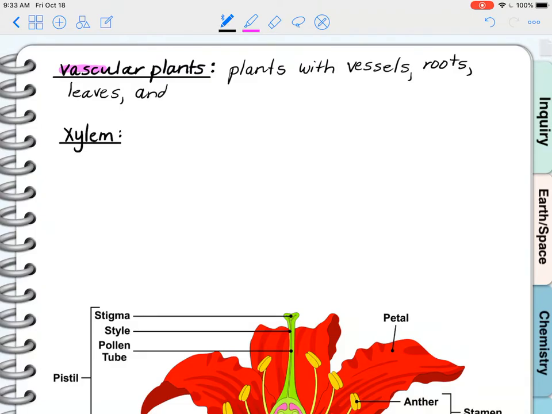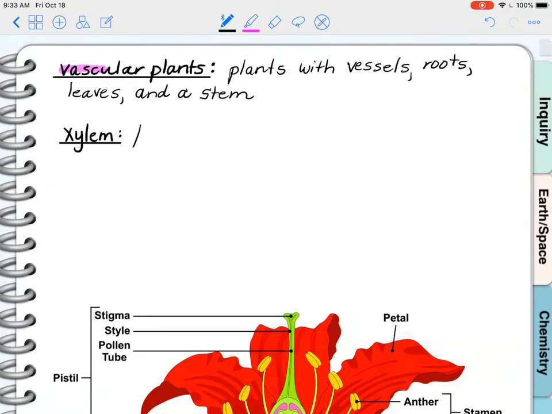So a test question, true or false? A tree is a vascular plant. Well, that's true. A tree has roots, leaves, and stems. So true, it is vascular.